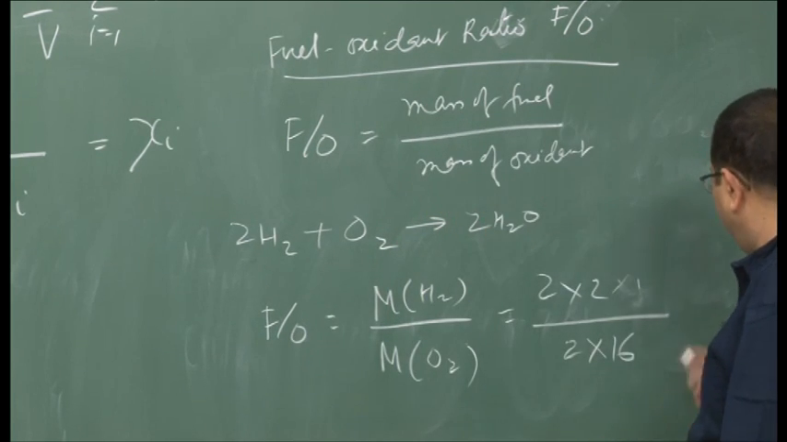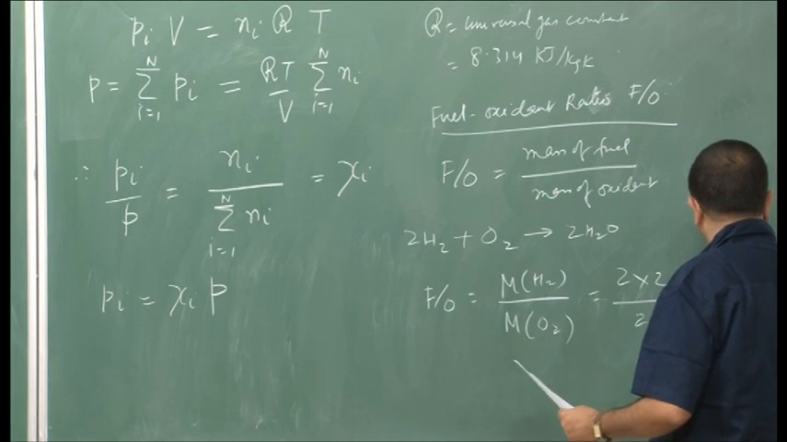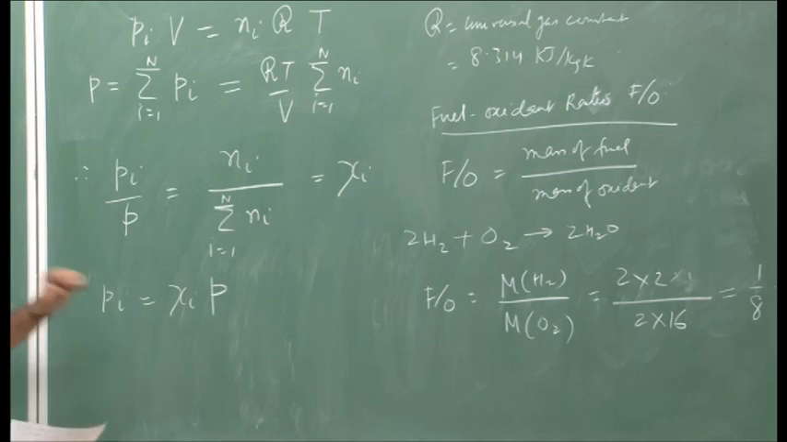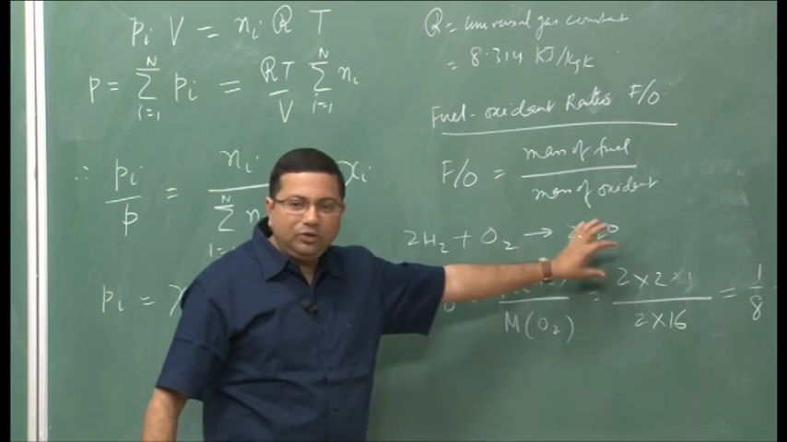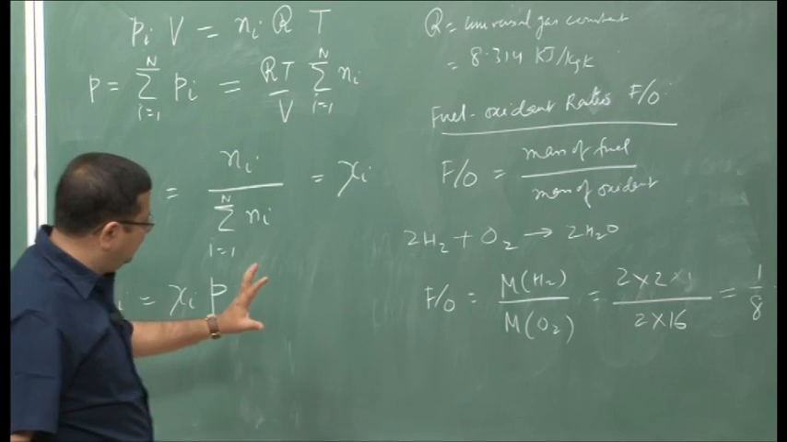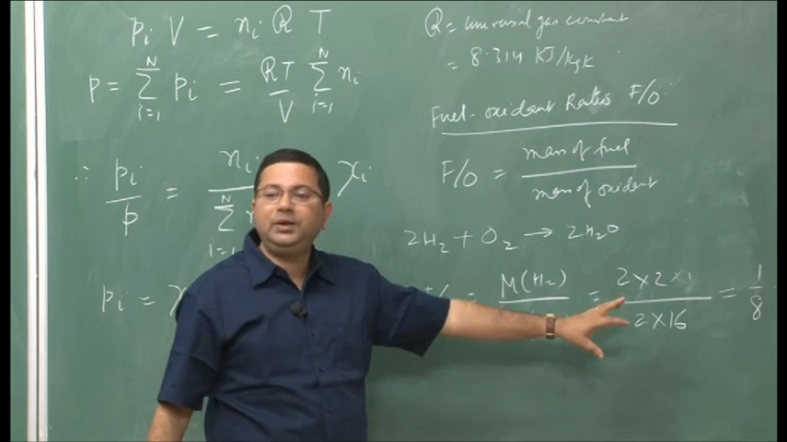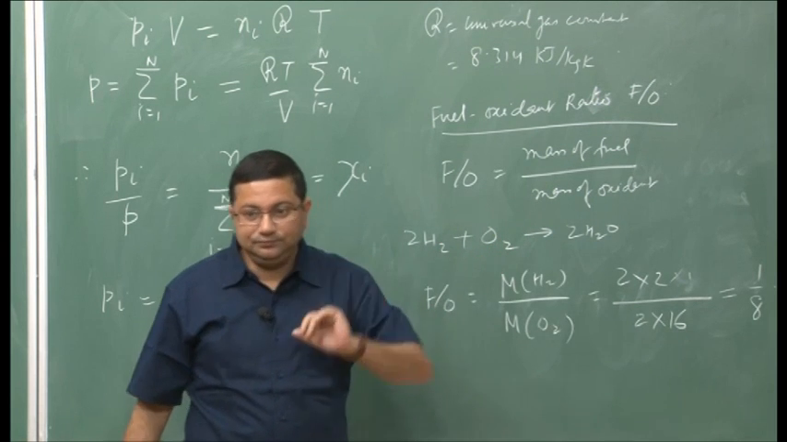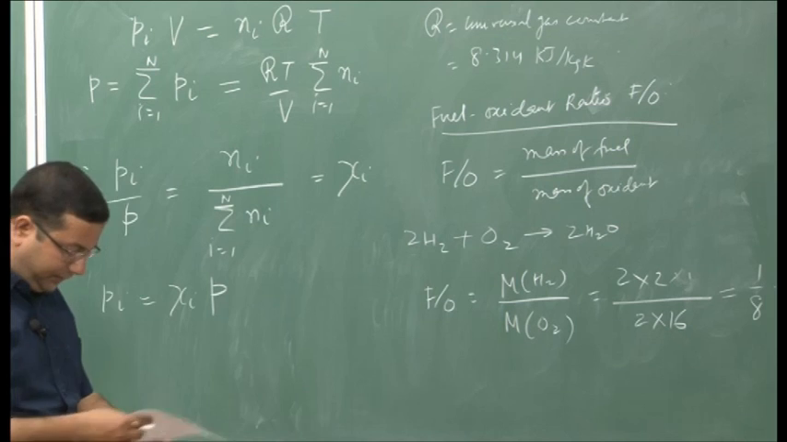So, this is 2 into 16. So, this is equal to 1 by 8. Therefore, the fuel oxidizer ratio is 1 by 8 for this case, and as you can see, this is a stoichiometric reaction, right. So, the theoretical fuel oxidizer ratio should be 1 by 8 if you are having hydrogen and oxygen as the propellants. Okay.